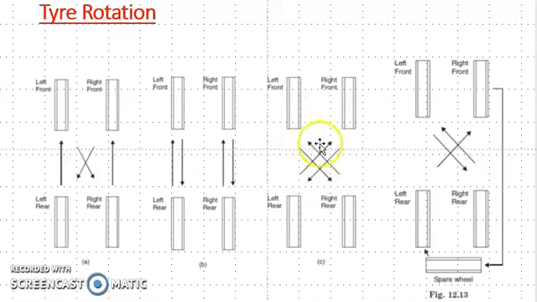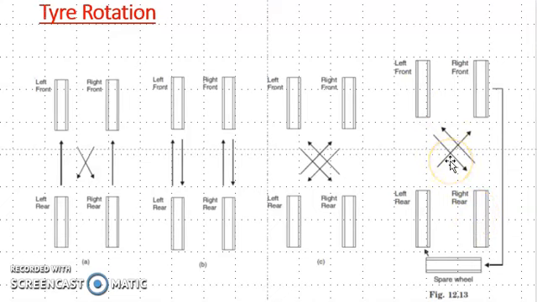Okay, and this is the third type of rotation. When the spare wheel is in good condition, you have to use this type. Left front, you start from here. Left rear will go to right front, and right front will go to the spare wheel. This is the flow of the wheel, and here the right rear will go to left front, and left front will go to right. Okay, is it clear?